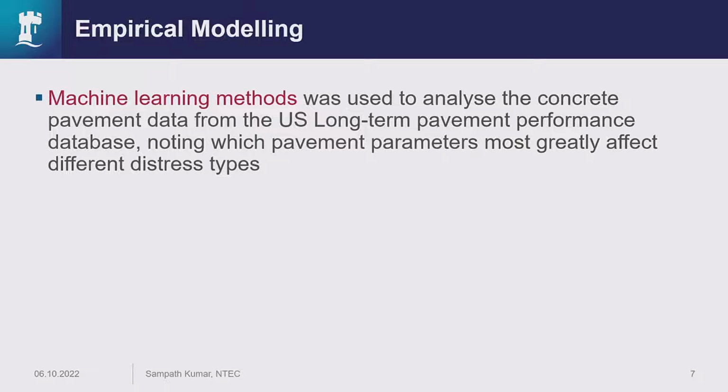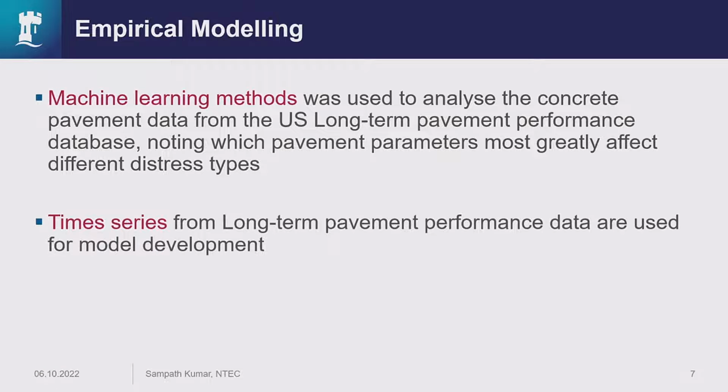First, I will be talking about the empirical modeling. When I say empirical modeling, we have basically used machine learning methods to develop some models. But of course, the most important thing is that we need to have the data. So we have used the long-term pavement performance data from the US to develop some equations, and we also observe which parameters most affect which types of distresses. The beauty of this data set is that it is time series data collected over a long time, maybe 2 to 3 decades.